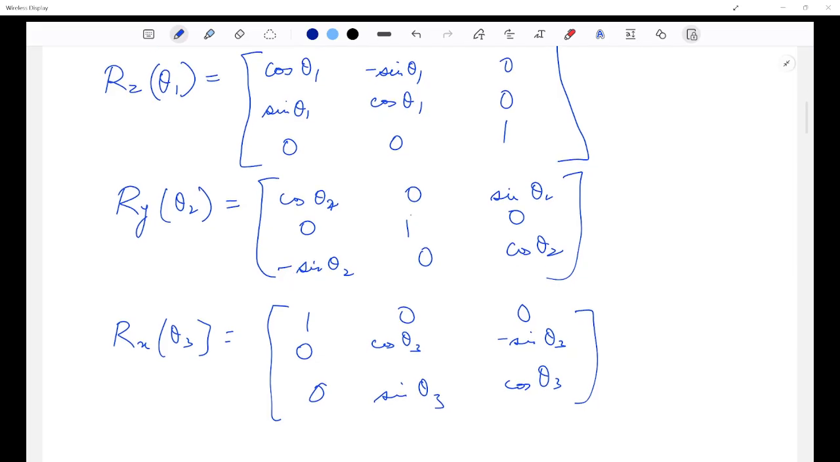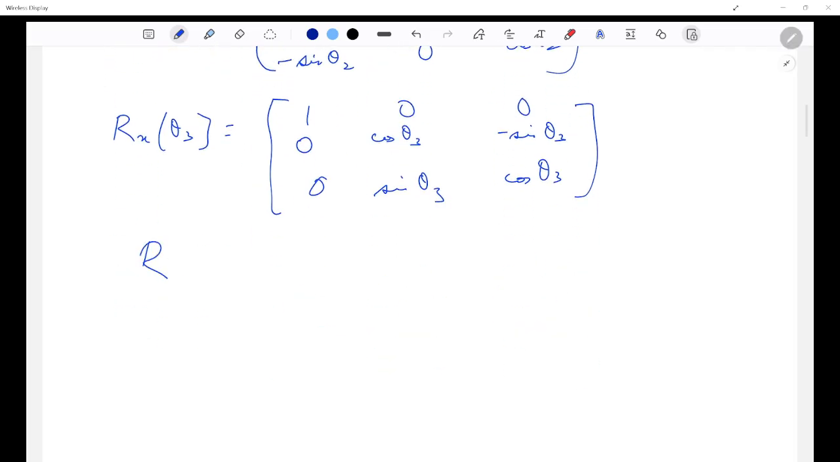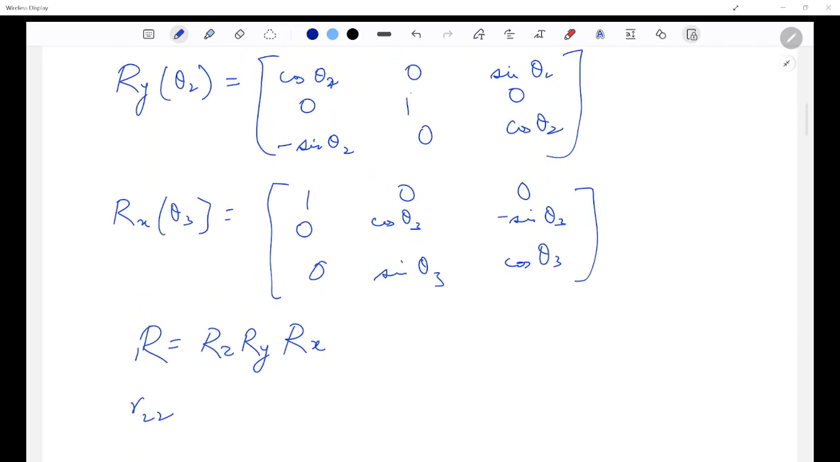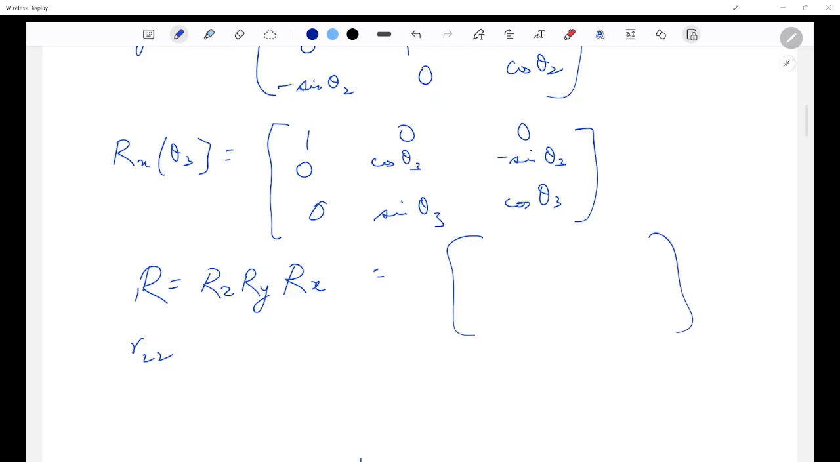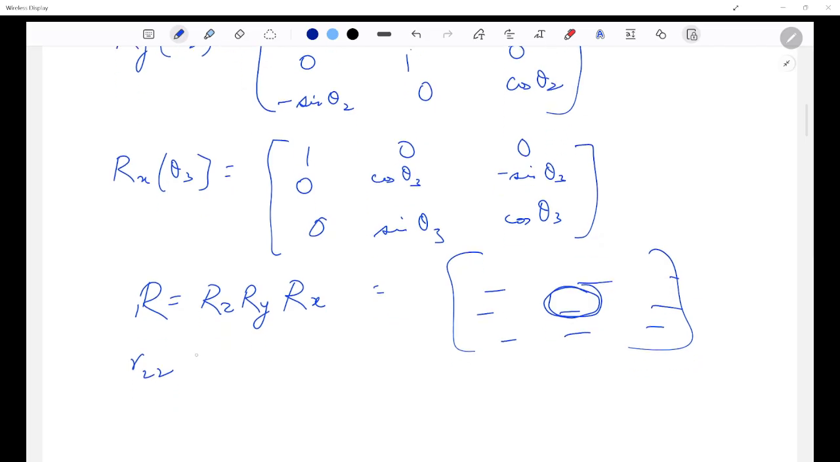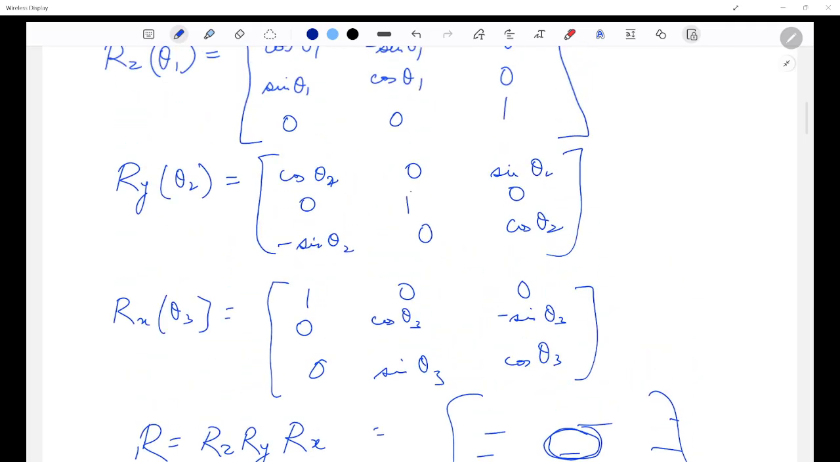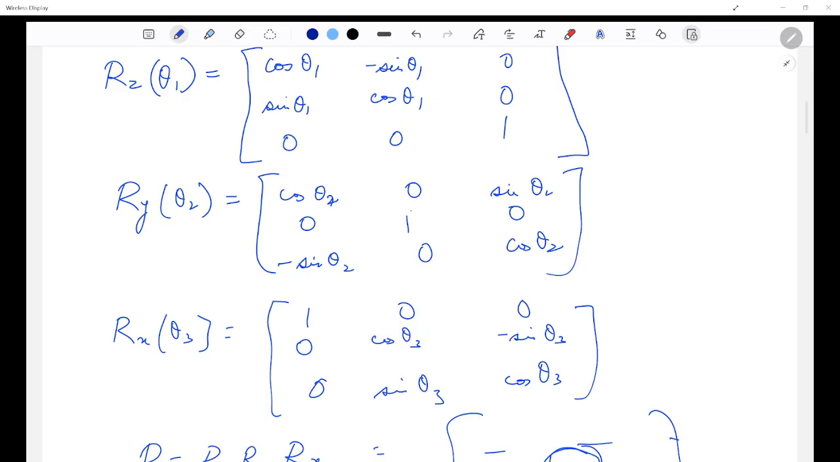Okay, so what we basically want: we know that R is equal to Rz into Ry into Rx, right? So can anyone tell me what would be the R22 element? It would be some matrix with some numbers, right? What is R22? It is this element. Can anyone tell me, after matrix multiplication, what would be this element? I request everyone to solve this and tell me.